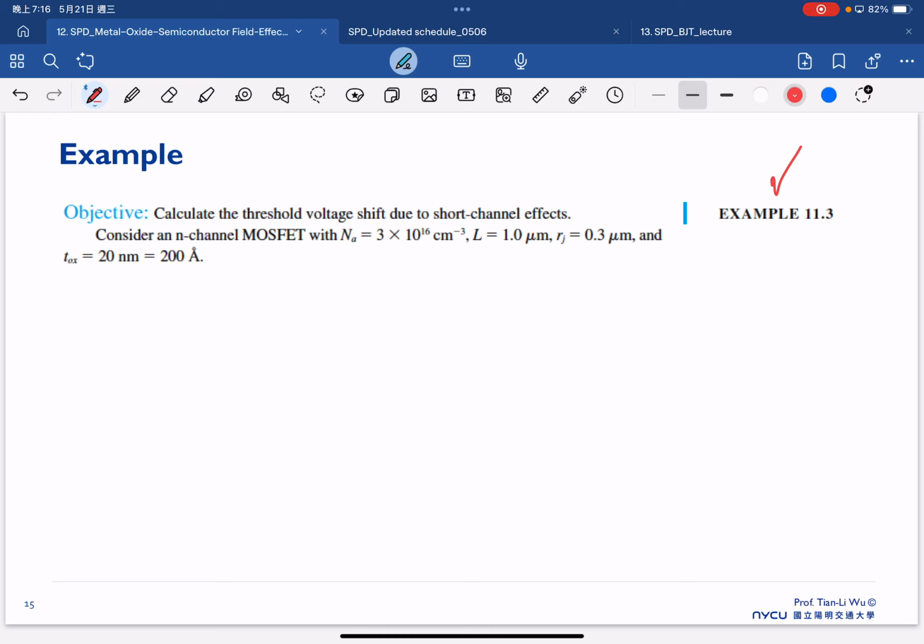This is just a typical question: calculate the threshold voltage shift due to the short channel effect here, considering this doping, this channel length, this junction width, and this oxide thickness. The delta VT due to the short channel effect is minus 0.0726 volt. So that's around minus 0.07 volt due to the short channel effect.